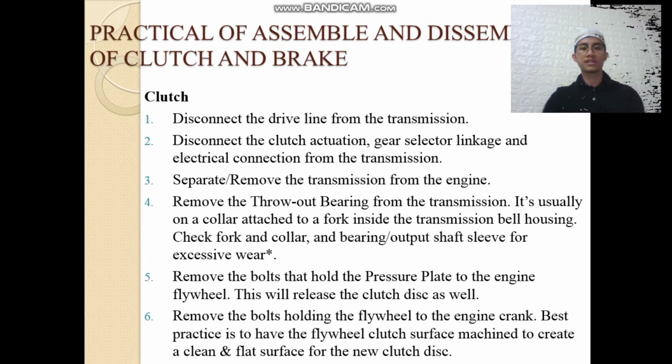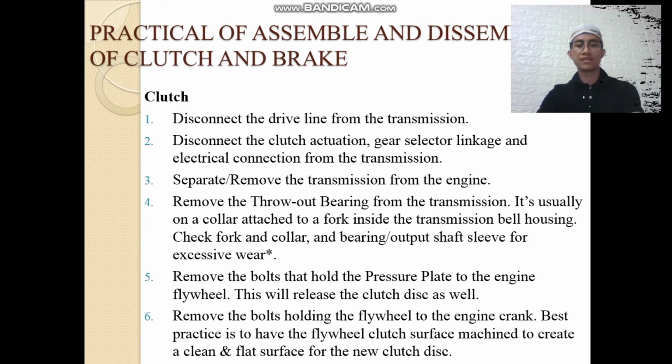The first step is to disconnect the drive line from the transmission. The second step is to disconnect the clutch actuation, gear selector linkage, and electrical connection from the transmission. The third step is to separate or remove the transmission from the engine. The fourth step is to remove the throw-out bearing from the transmission. It's usually on a collar attached to a fork inside the transmission bell housing. Check the fork, collar, and bearing or output shaft sleeve for excessive wear.